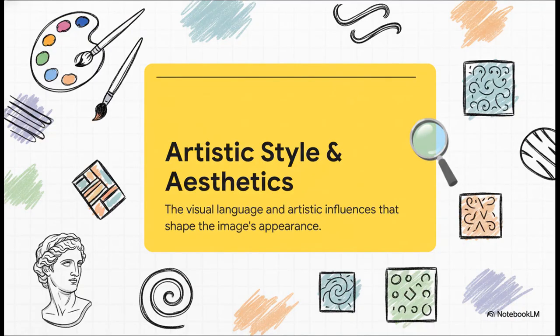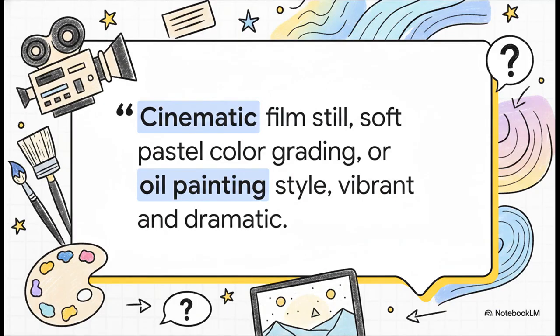Ingredient number 3 is artistic style. Now this is where you really get to play director. You're telling the AI how to create the image. Is it a photo? Is it a painting? Is it supposed to look like a frame from a movie? This is where you define the aesthetic. These keywords are literally your paintbrushes. The phrase cinematic film still tells the AI to think about light and composition like a filmmaker. Oil painting style completely changes the texture. This is how you really control that final look.